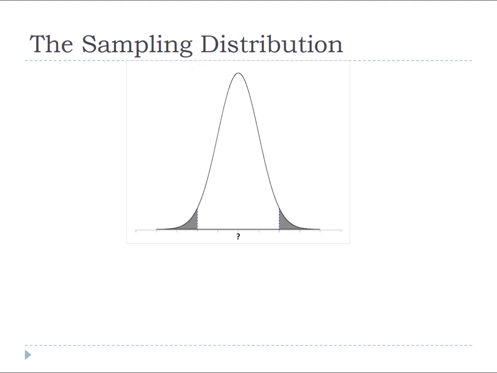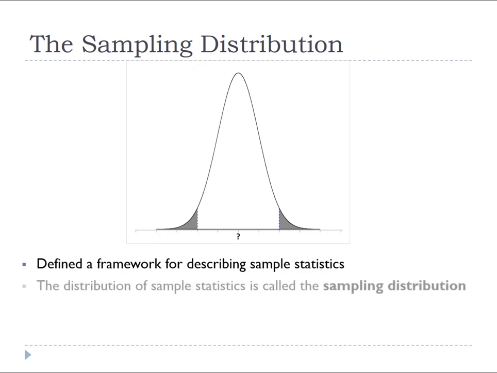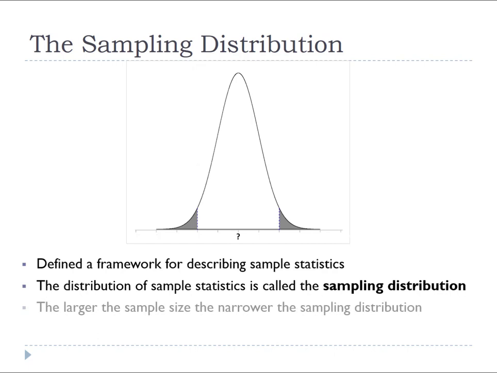To summarize, in this tutorial, we have defined a framework for describing how sample statistics are distributed around an unknown population parameter. As long as our data adheres to necessary assumptions and conditions, our sample statistic will be one of a range of possible sample statistics that distribute themselves according to the normal distribution, centered at the unknown population parameter of interest. The distribution of possible sample statistics is called the sampling distribution. The larger the sample size, the narrower the distribution of possible sample statistics will be.